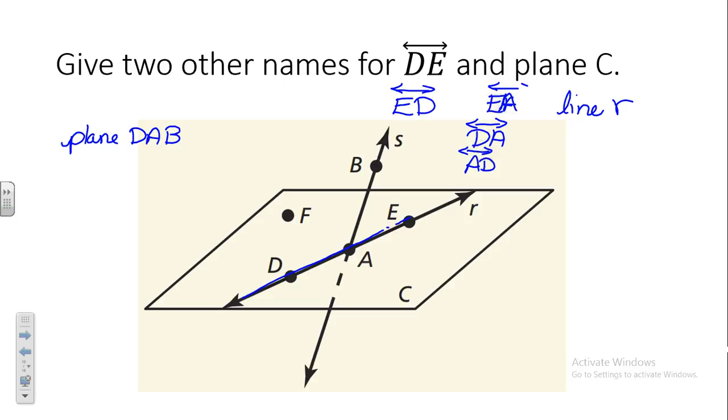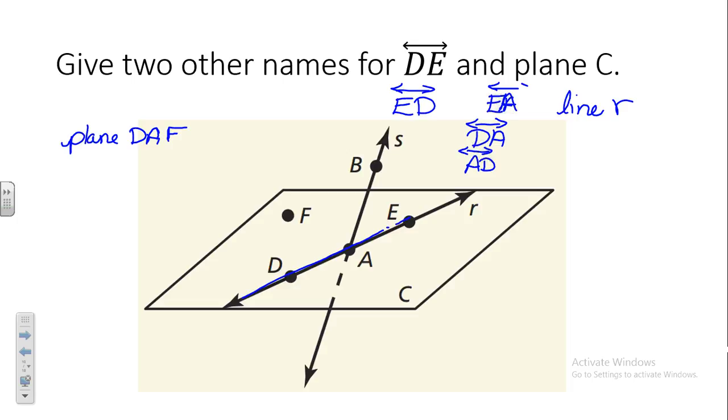So plane DAB. What do you think? Did that work? No, because we didn't know yet about this dashing thing, and what that's supposed to represent. So how can we modify that? We don't want B to be part of that name because it's outside. So F, I agree. Everybody agree?